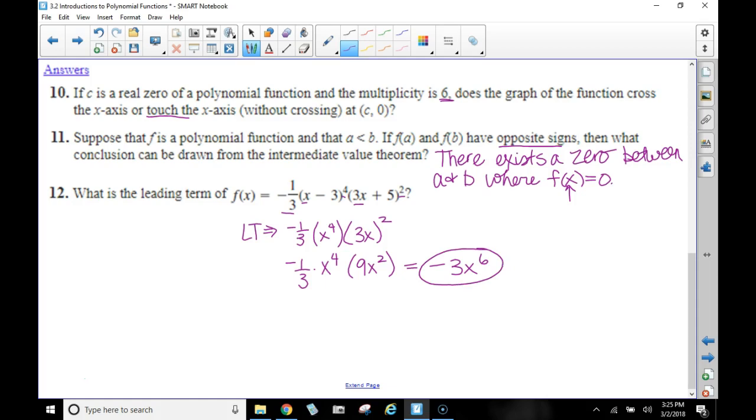What would the end behavior be? Think about that. Even, 6, even, but negative, that's going to be down on the left and down on the right. That's the end behavior. That's why we look at the leading term.